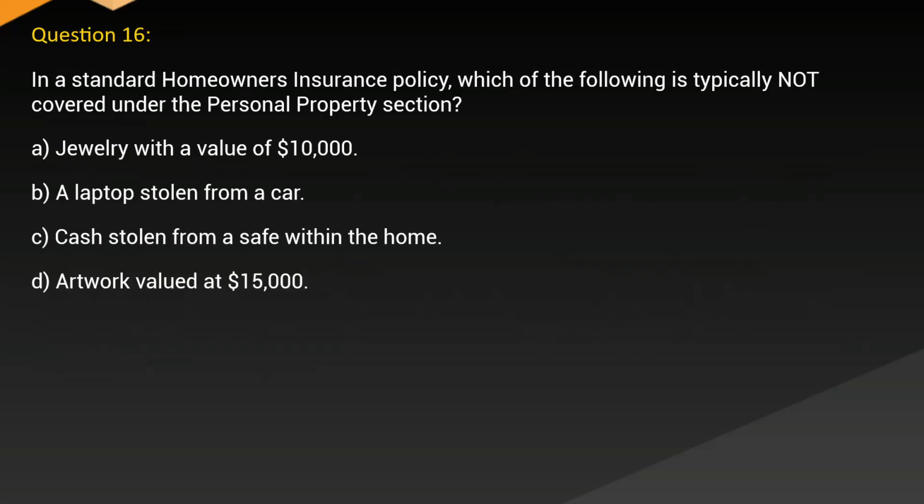Question 16. In a standard homeowner's insurance policy, which of the following is typically NOT covered under the personal property section? A. Jewelry with a value of $10,000. B. A laptop stolen from a car. C. Cash stolen from a safe within the home. D. Artwork valued at $15,000.